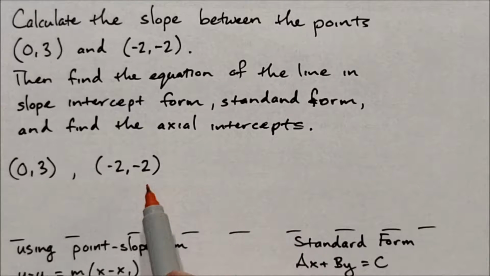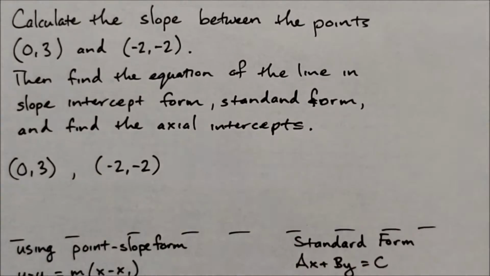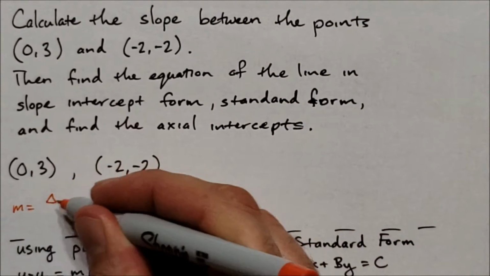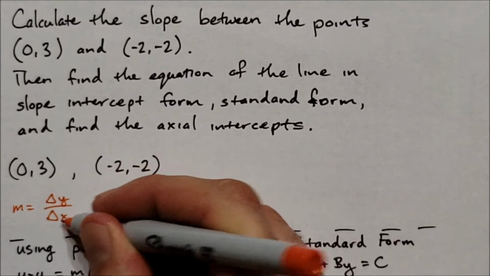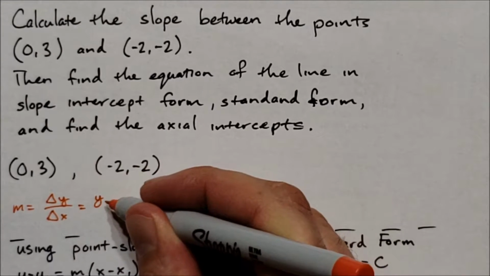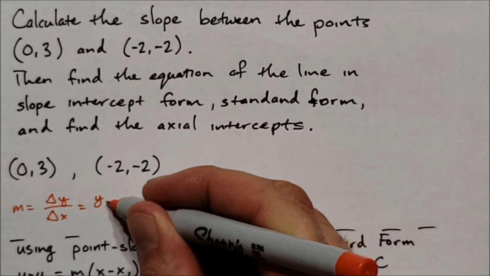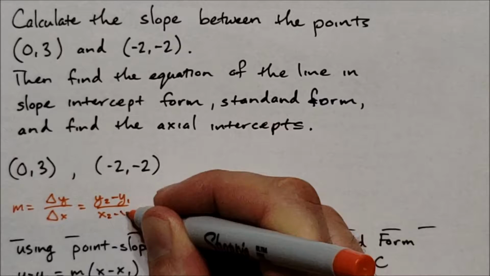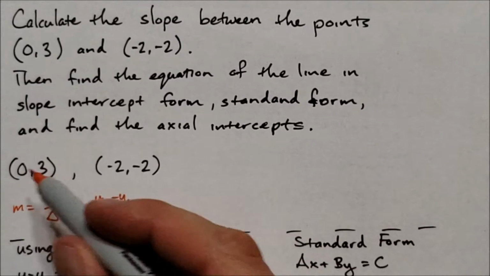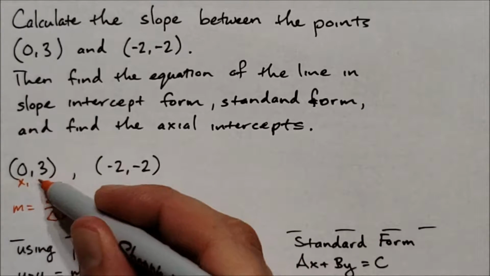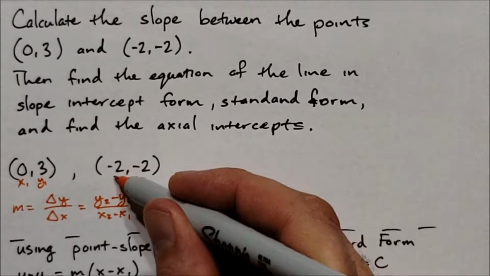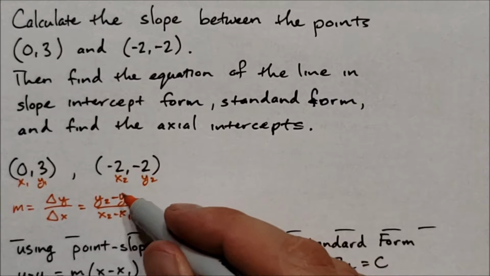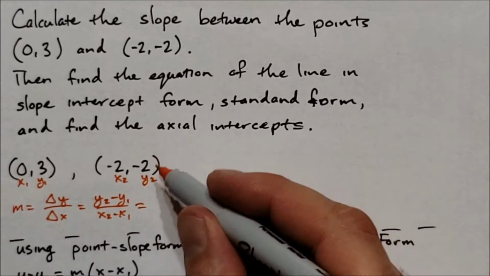(0, 3) and (-2, -2). First, find the slope. The slope, as we know, is the change in y over the change in x. More conveniently written, or less conveniently, a little more precise, y2 minus y1 over x2 minus x1. Well, if this is our first point, we have an x1 and y1. Our second point, x2, y2. We'll substitute these numbers in for the respective locations.